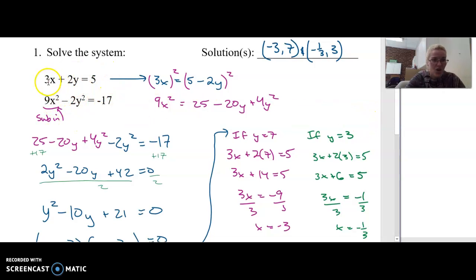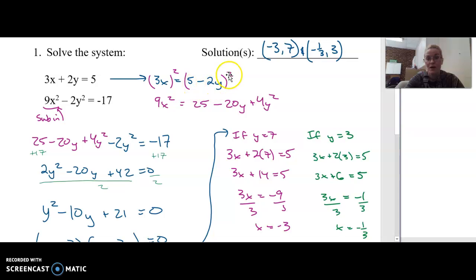What I did here is, this is linear, and this is a hyperbola, because it's an x squared minus a y squared. And so without a calculator, I can't graph it and see where they intersect. So I do notice that 3x and 9x squared, hey, 3x squared is 9x squared. So that's my hack. I'm going to go ahead and solve for 3x, right, by subtracting 2y from both sides. And then if I square both sides, I get 9x squared. And I'm going to just sub in entirely for 9x squared.